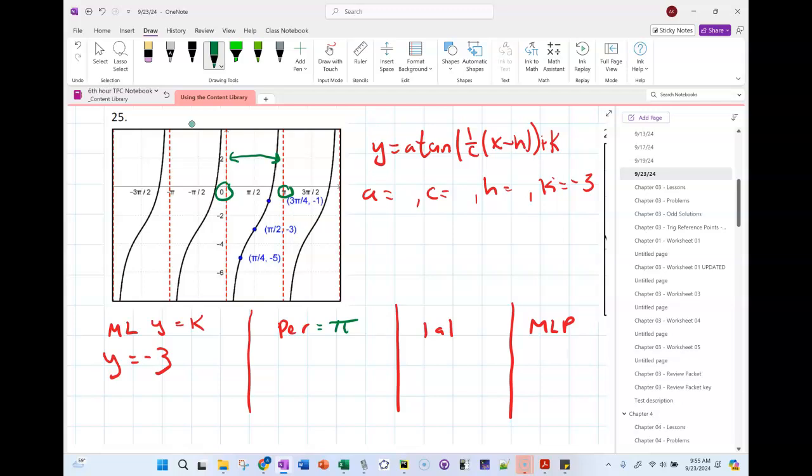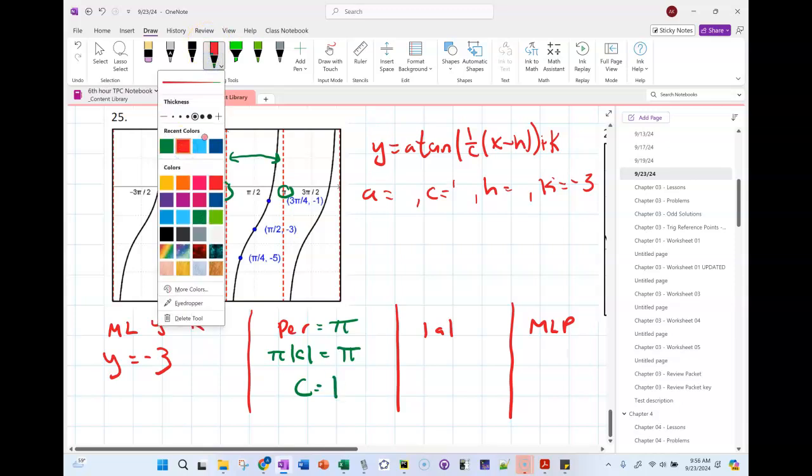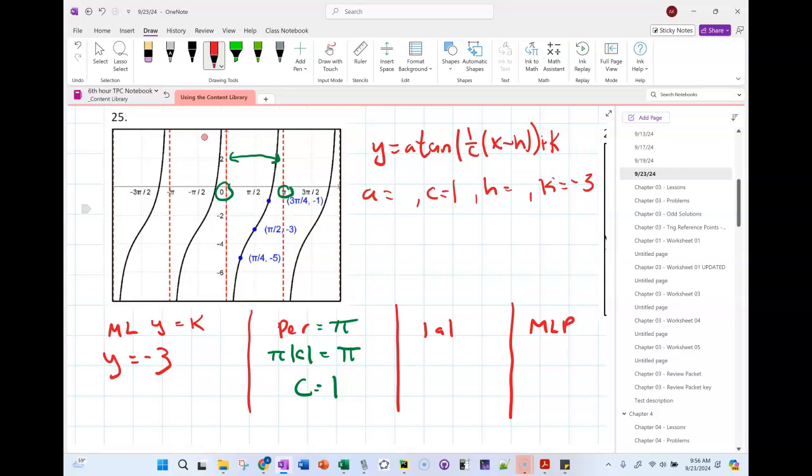A, C, or H, which one of those is the period going to get me? C is correct. What's the formula that I need to use? Okay. Does someone else remember that wants to help Jackson here? Nicole. Yeah, pi over the absolute value of C is our formula for period. So what does C have to be in this case then? Just 1. Jackson, are you happy? Yeah. Okay.